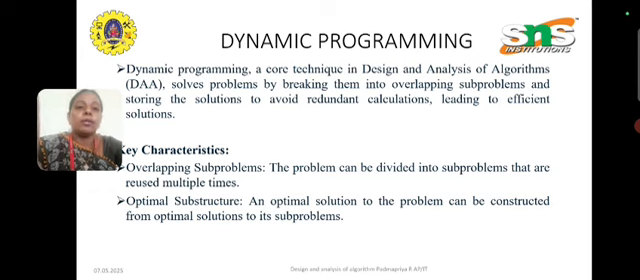So what is optimal substructure? An optimal solution to the problem can be constructed from optimal solutions to its subproblems. If we find the optimal solution for a particular subproblem, we also get an optimal solution for the problem.